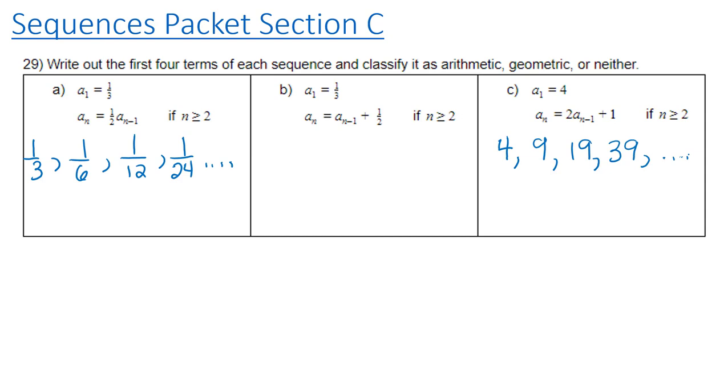Okay, this one is multiplying by half every time, so that's geometric. This one is neither. It's not an adding pattern or a multiplying pattern. You figure out the middle one.